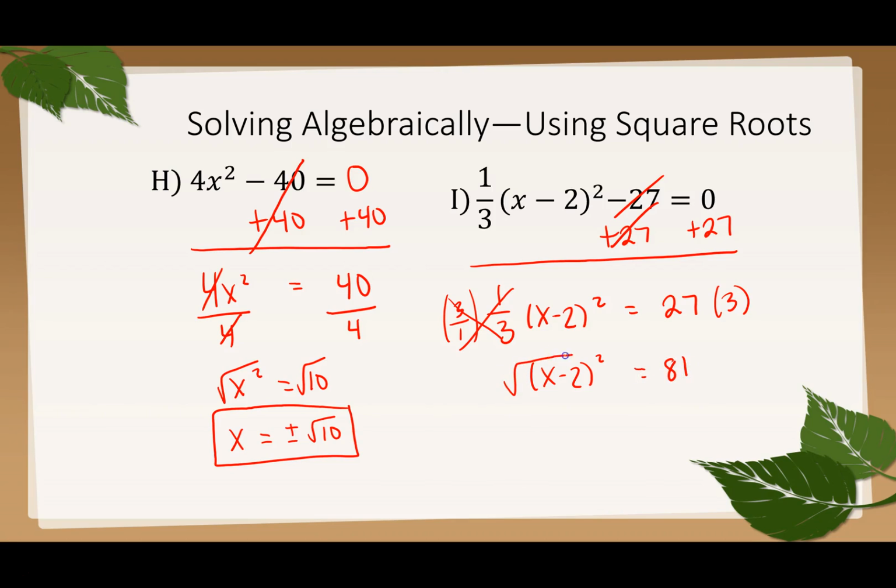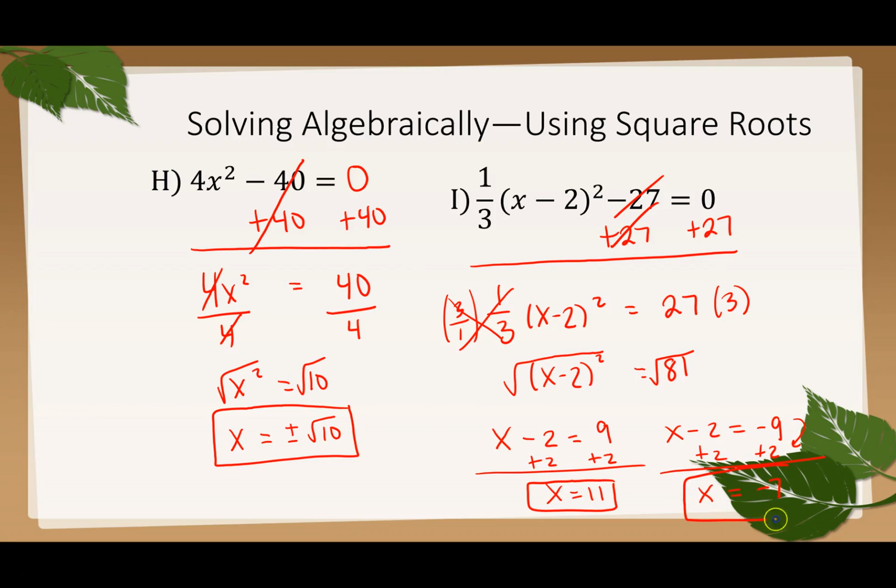I'm going to square root both sides. So that gives me x minus 2 is equal to, and x minus 2 is equal to, the square root of 81, which is a positive 9 and a negative 9. Add 2 to both sides. x equals 11. And add 2 to both sides. Well, I owe you $9, you pay me back 2, you're going to owe me $7. So x equals negative 7.